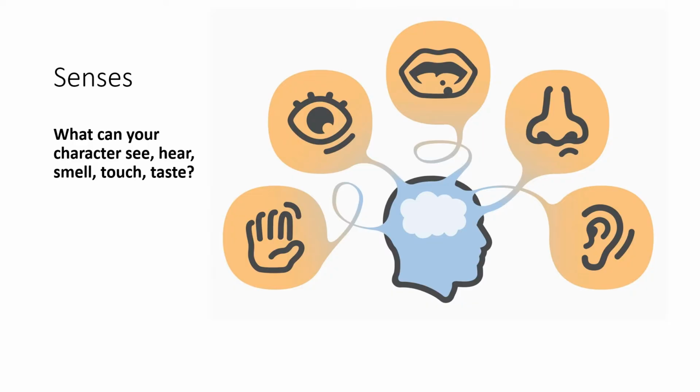Senses. Think about what your character can see, hear, smell, touch and taste. Think back to Lucy and how she both felt and heard the crunch, crunch of snow under her feet. This is a great writing device and helps to create mystery and atmosphere.